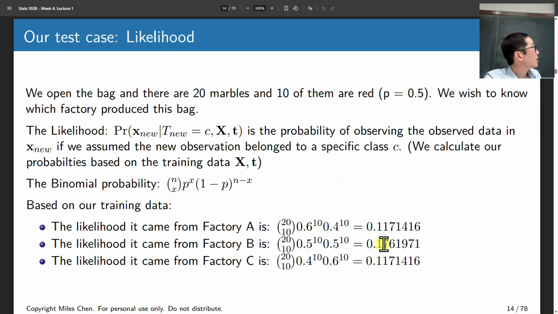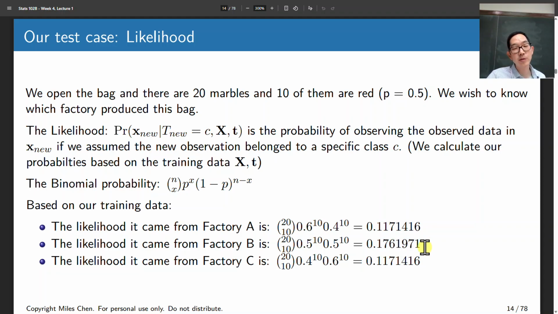And so based on the likelihood alone, the likelihood for factory B is the highest. That makes sense because in factory B, 50% of the marbles are red, and when we opened our bag, 50% are red. So that aligns the closest. Based on likelihood alone, factory B has the highest likelihood.